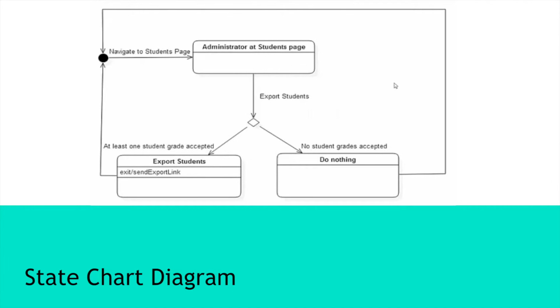Now, here is a state chart diagram for export students. The administrator at a student page can export the students if the grades have been accepted. And the link will be shown that he can click on, and then the grades will be exported to his computer. And then he can go back to the page he was at.